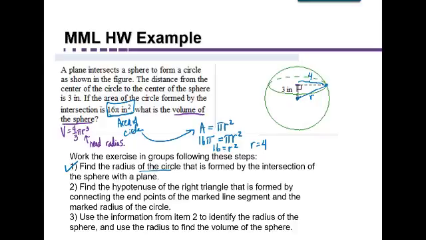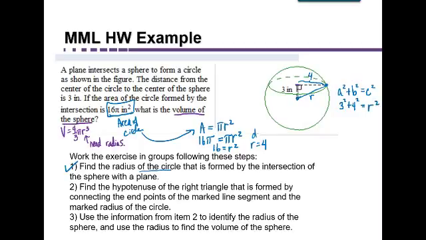Now we're going to use that to find the radius of the sphere, because here we have a right triangle, right? And we know by the Pythagorean theorem that if you square each leg of the right triangle and add that together, you get the hypotenuse squared. A squared plus b squared equals c squared. So that would be 3 squared plus 4 squared, that would have to equal the radius of the sphere squared.